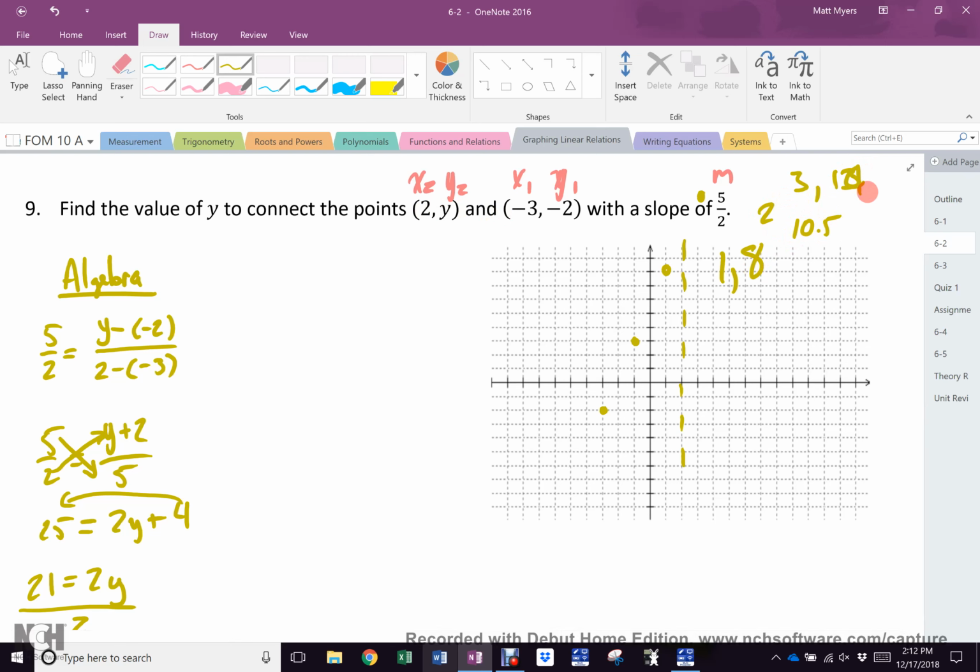Which way always works? Algebra. If you're doing a physics question with a bunch of decimal points, would you try to do it with a graph? No, what would you use? Algebra. If you had exact points that fit on your graph, could you do it graphically if you so chose? Yes.